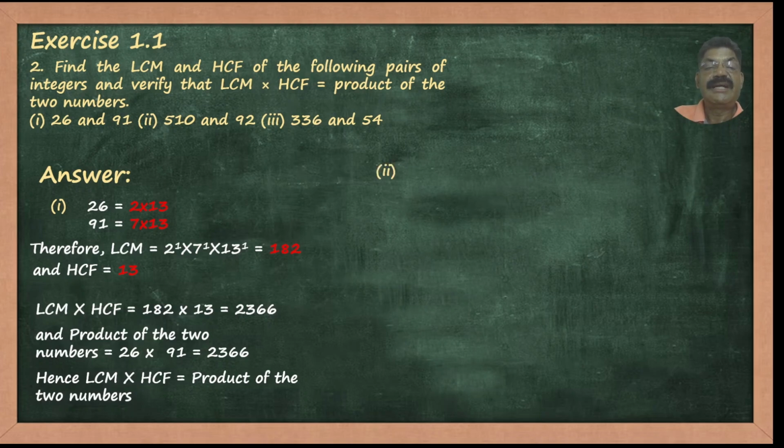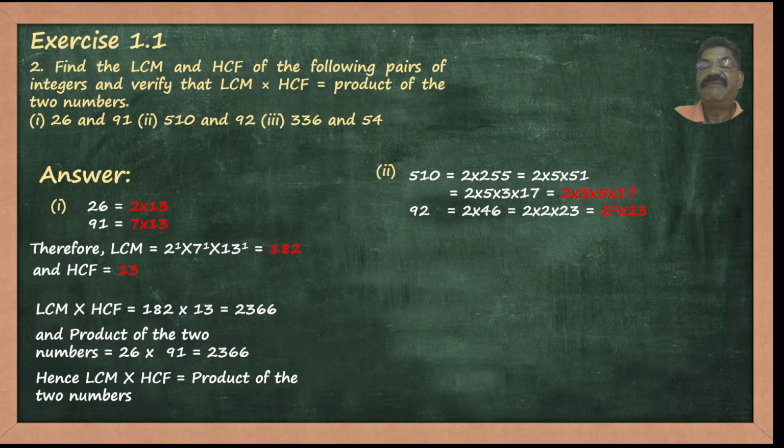Now you look at the second problem. 510, which is equal to 2 into 255, which is equal to 2 into 5 into 51, which is equal to 2 into 5 into 3 into 17. Therefore, that is its prime factorization. For 92, it is 2 into 46. 46 is nothing but 2 into 23. Therefore, its prime factorization is 2 square into 23.